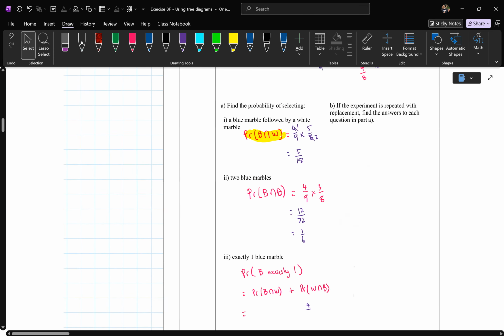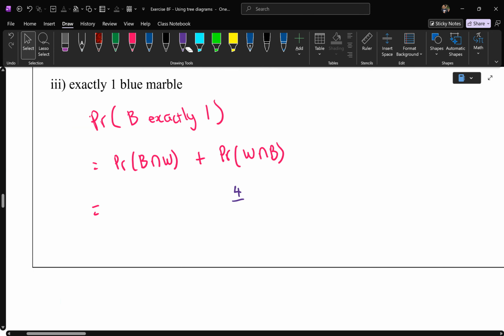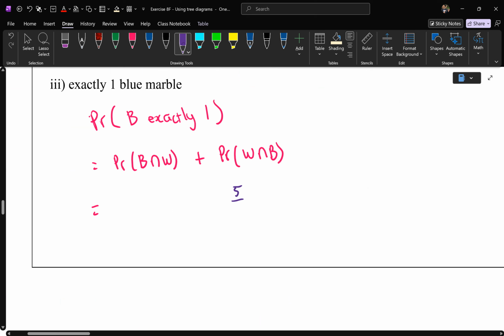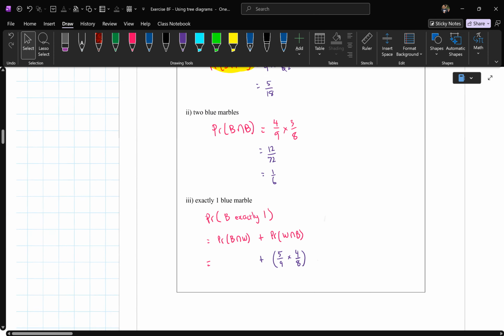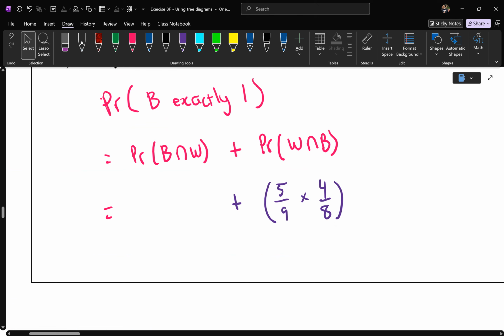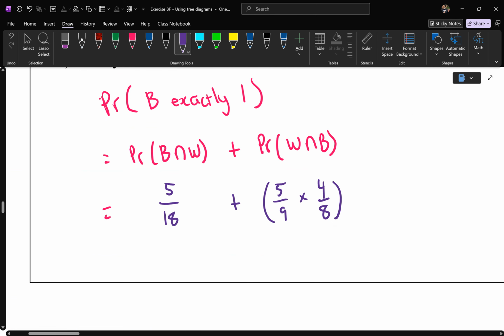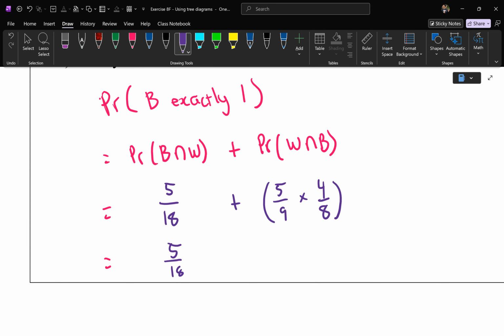Is it 4/9 or 5/9? 5/9. 5/9 times 4/8, plus probability B and W, we found it was 5/18 previously. So let's put it together. So you got 5/18 plus, what can we simplify here?